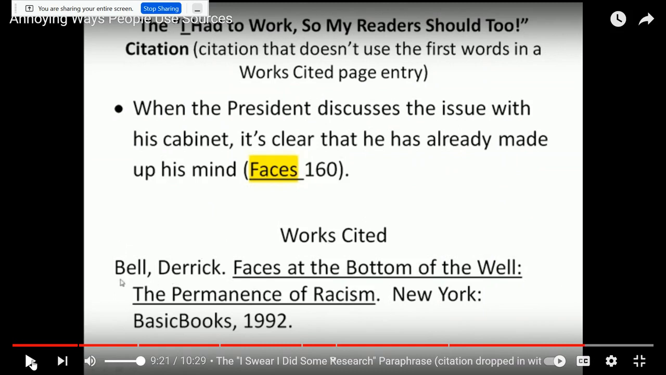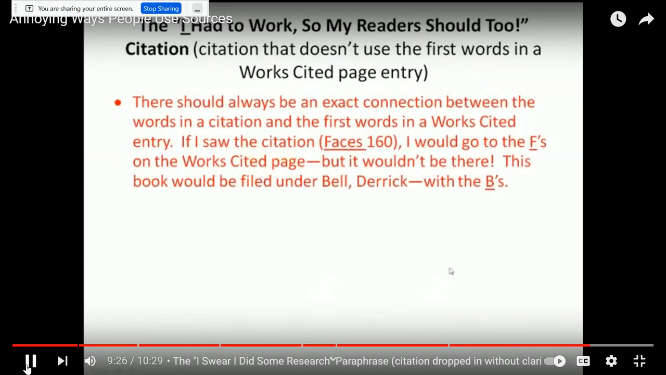And that would be the same for APA as well. The only difference up here in the citation for APA would say Bell, comma, 1992, because APA includes the date, comma, page 160, right? So that's how it would look in APA. That means that Bell is what needs to go inside here.